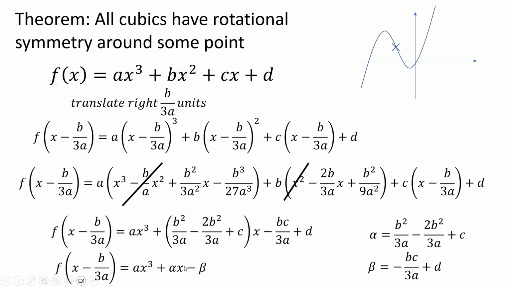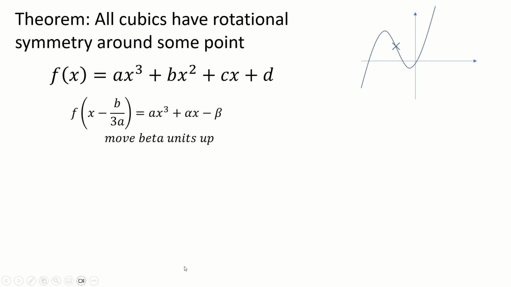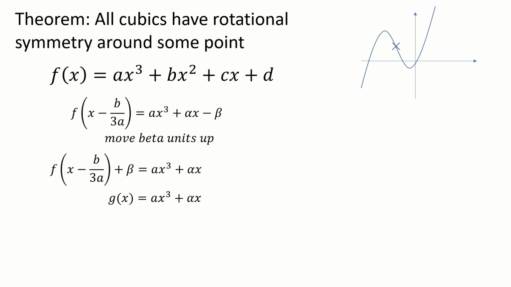And then of course you can just move the function b units up, or beta. Apparently, I wrote it out fully. But if you do that, of course, when you move it up, this just goes away, and you end up with a really nice cubic function that just looks like this, and we'll just call it g of x.